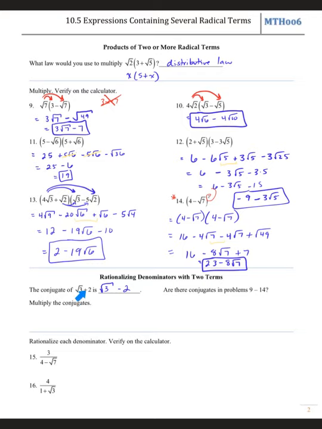Remember, conjugates have to have 2 terms. So this one only has 1. These 2 have 2 terms. Are they conjugates? Yes, because it's 5 and a root 6 in both of them. One's minus, one's plus. They have opposite signs.